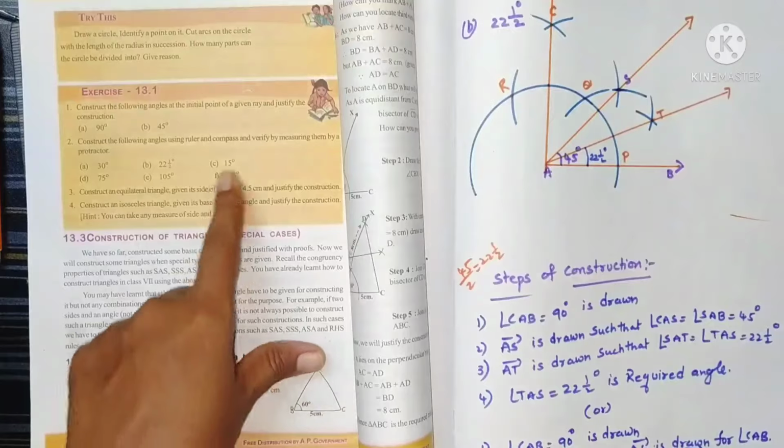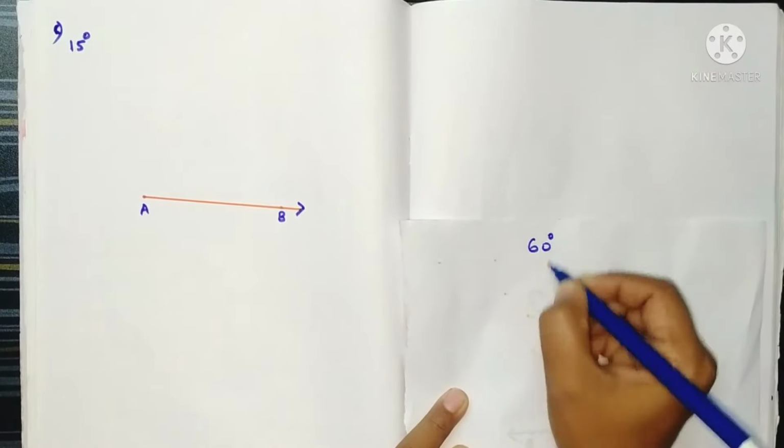Next problem, 15 degrees. So to draw the 15 degrees, we know how to draw 60.